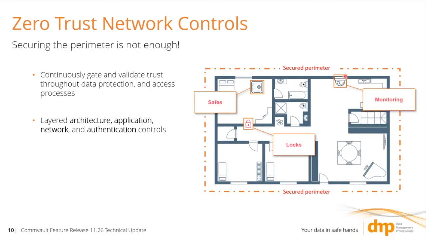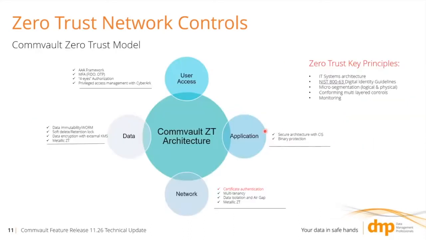You can introduce monitoring in your house. You can lock rooms, but even within a locked room, you can place a safe which is also locked. Because of insider threats, it's not enough to only secure your perimeter. You also need to take a look inside your environment to make sure that it is also secure. And there the Commvault Zero Trust model comes into place.